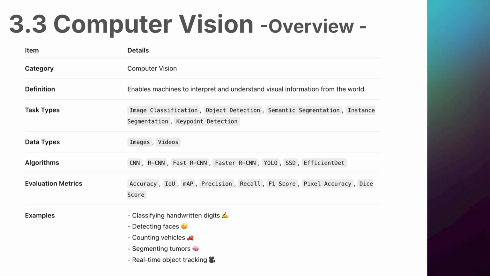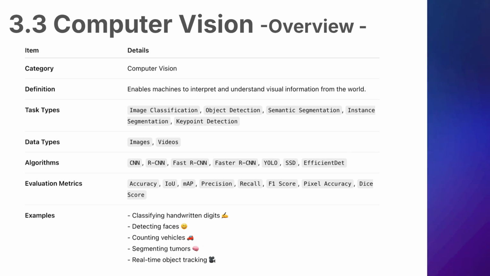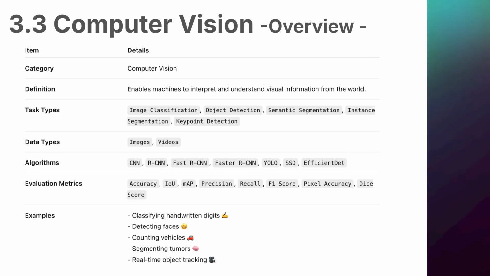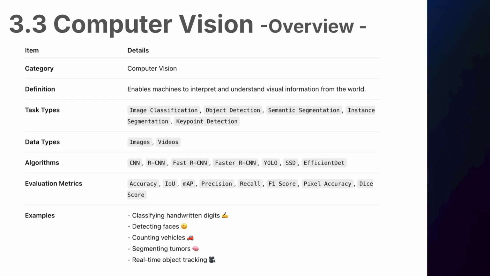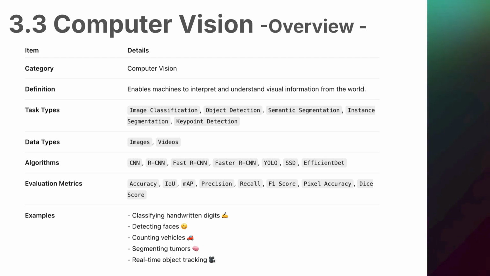RCNN, faster RCNN are object detection models that improve speed and accuracy through region proposals. YOLO, you only look once, and SSD, single shot detector, are fast real-time object detection algorithms. EfficientDet is a scalable and efficient object detection model developed by Google.